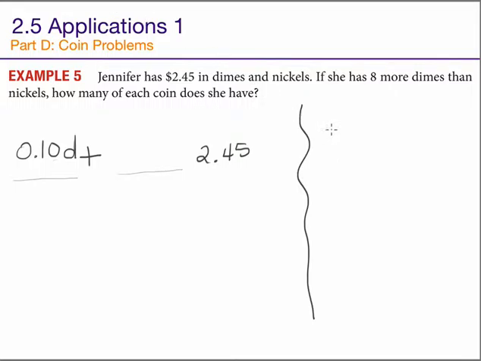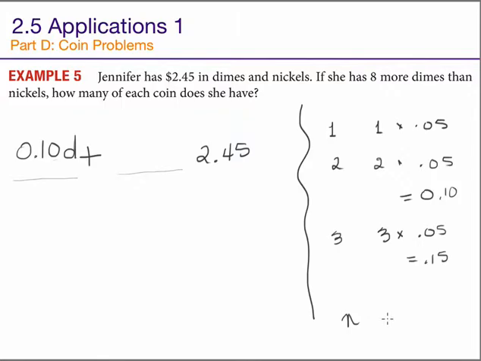It's the same for nickels. One nickel has a value of 5 cents. Two nickels has a value of 2 times 5 cents, which is 10 cents. Three nickels has a value of 3 times 5 cents, which is 15 cents. So n nickels, an unknown number of nickels, will have a value of n times 5 cents, or 0.05 n. The value of all of her nickels is 0.05 n. We just don't know how many nickels that is.